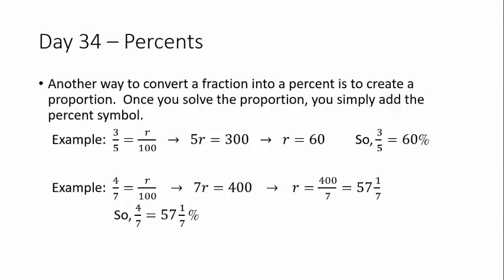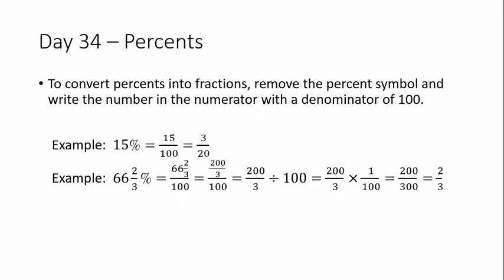We can create the proportion 4:7 as r is to 100 and cross multiply. We have 7r is equal to 400 and divide both sides by 7. r is 400/7, and when you convert this to a mixed number, you get 57 1/7. So 4/7 is equivalent to 57 1/7%. This might actually be easier than trying to work with the decimal representation on your calculator.